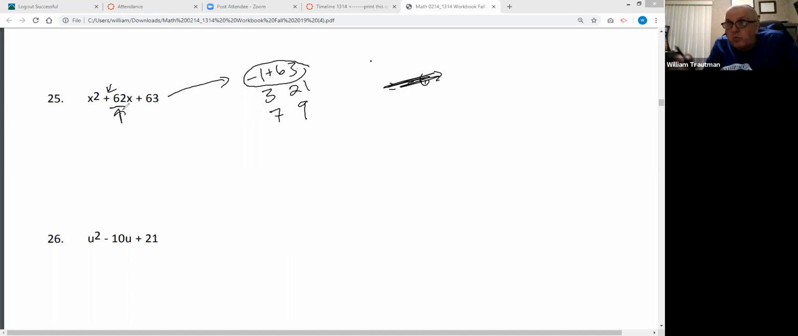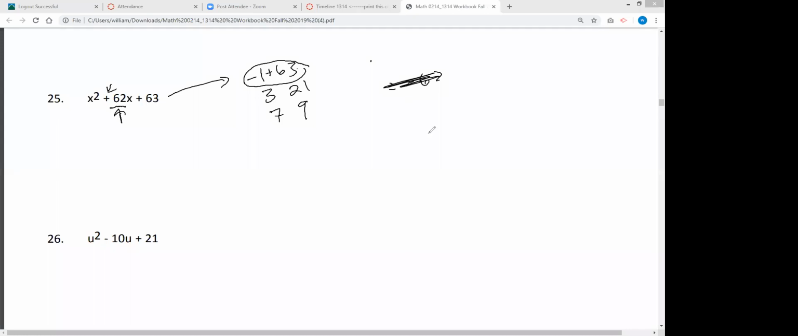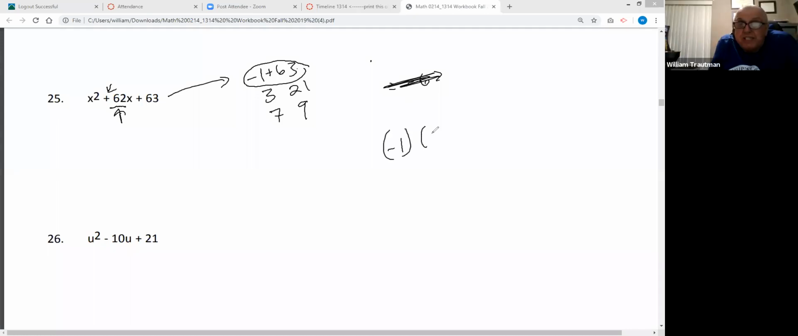However, remember the next step says multiply them together. Does it equal the last term? Does negative 1 times positive 63 equal a positive 63? No. Try it again on your calculator. Negative 1 times positive 63. A negative times a positive is a negative. When you add them, combine them, yes, you get positive 62. But when you multiply a negative 1 times a positive 63, you get a negative 63. It doesn't work. And there's no other combination I can use. So this doesn't work. It's prime.